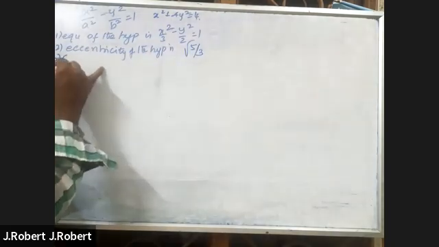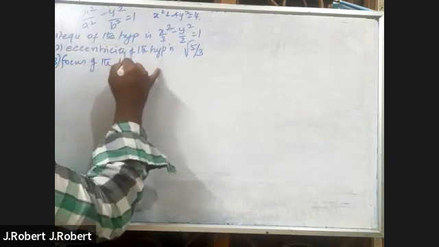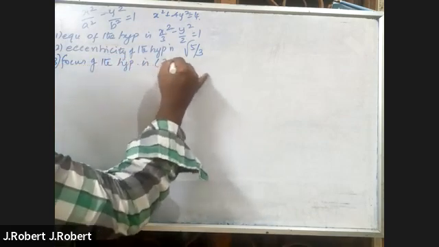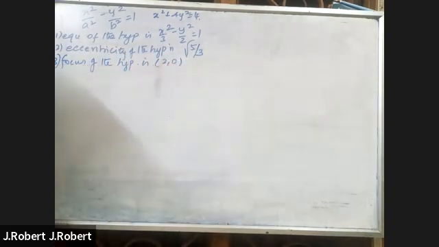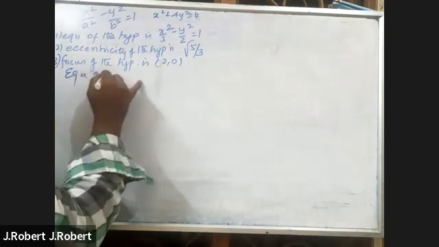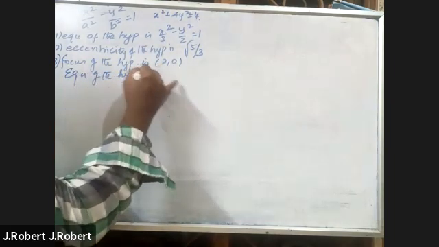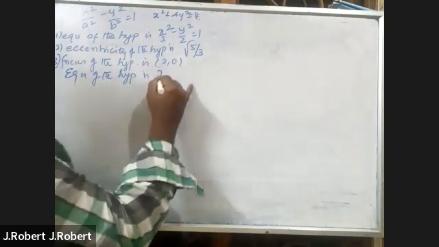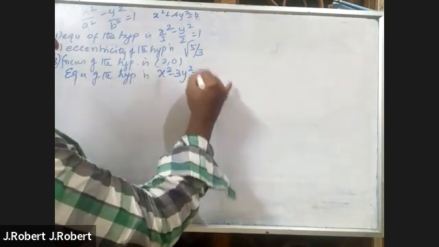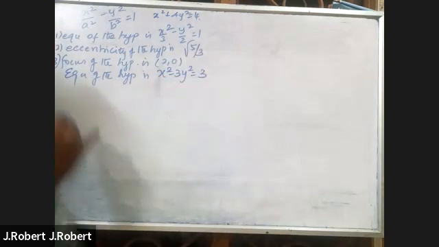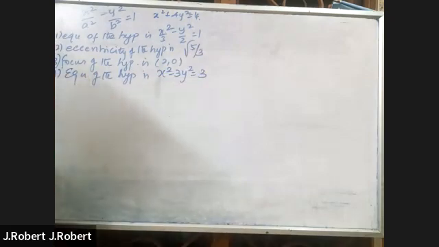Third: a focus of the hyperbola is 2, 0. Fourth: the equation of the hyperbola is x square minus 3y square equals 3. So these are the four options given. The condition given here is that the eccentricity of the hyperbola is the reciprocal of that of the given ellipse. So first of all, we have to find the equation of the hyperbola.